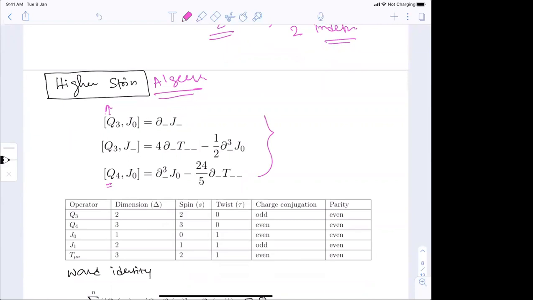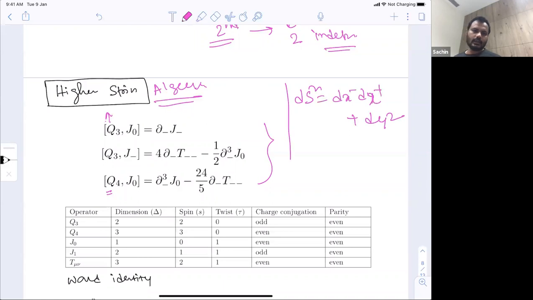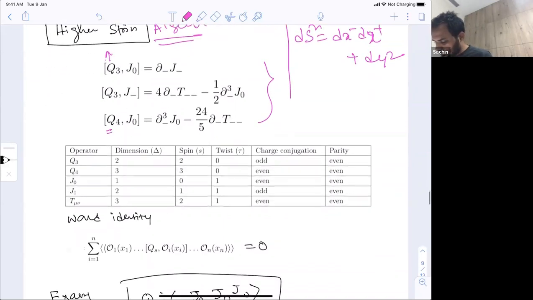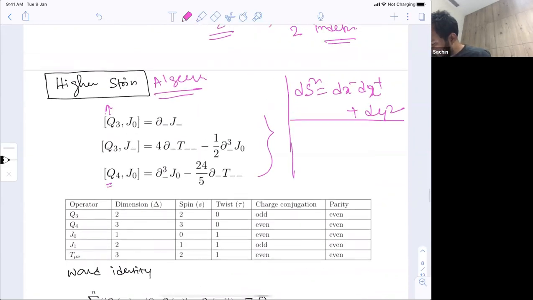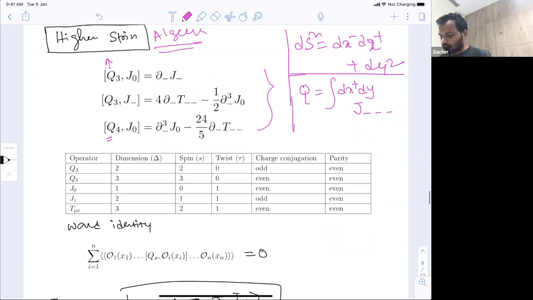What is zero minus what? The metric that we are taking is the flat space metric, dx minus dx plus and dy squared. These are the light cone directions. So the charge that I want to define, it turns out that I define the charge in a way such that it is the integral of dx plus dy J minus minus, let's say for the spin three current. This is the charge which will be most useful for us.